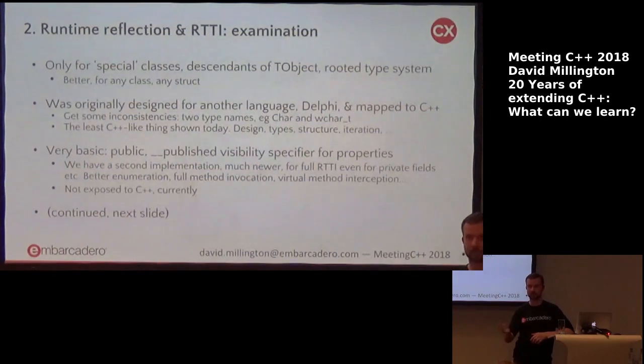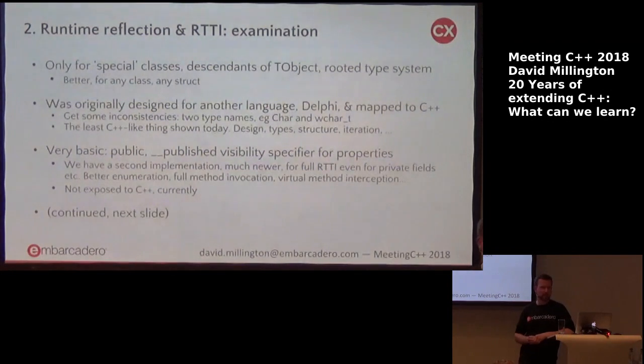Any class, any C++ class, any struct. Now, it was originally designed for another language, Delphi, and it was mapped to C++. And that has a couple of side effects. One of them is that we occasionally get two different type names. So you say, what type is this? Now, in Delphi, in Unicode world, it has a Char, and if you're in C++, there might be a wchar_t. It doesn't really get in the way, it's just sort of an interesting quirk.